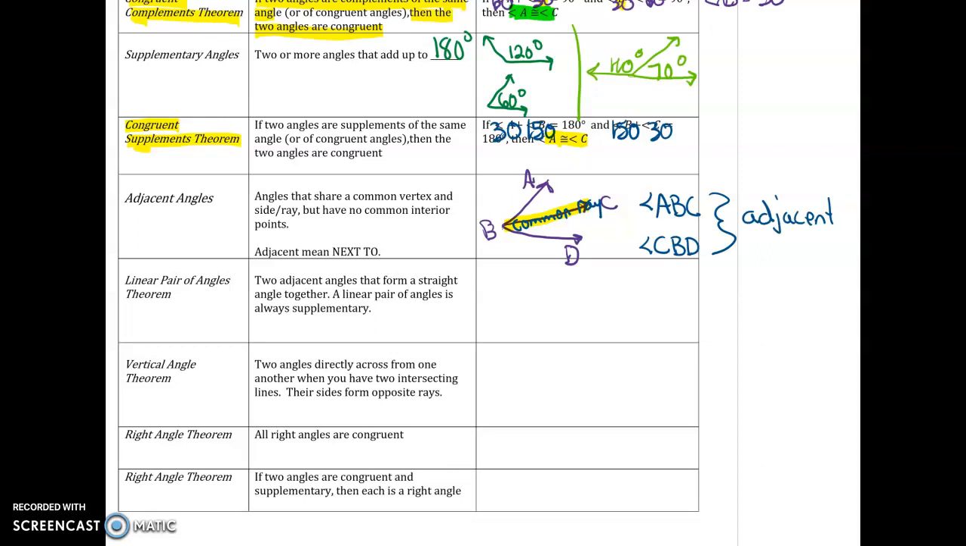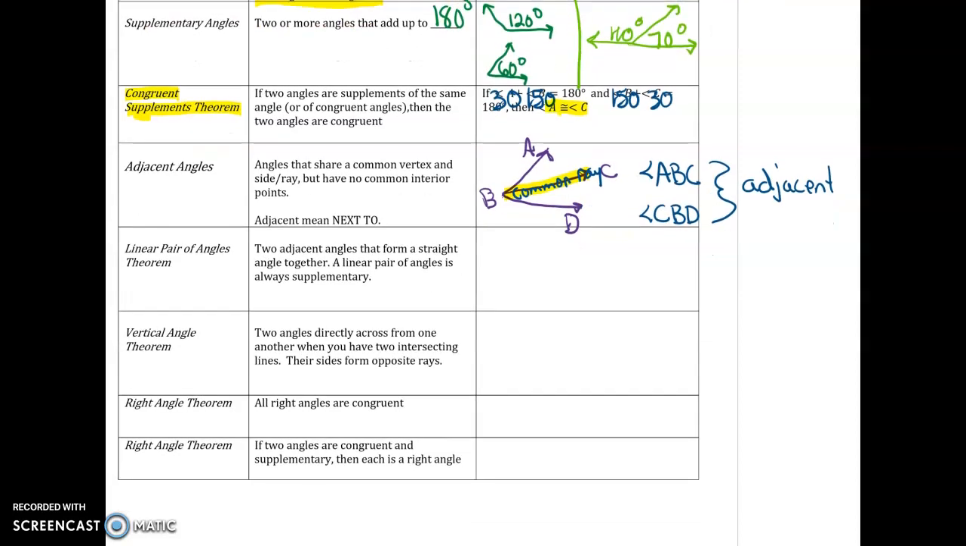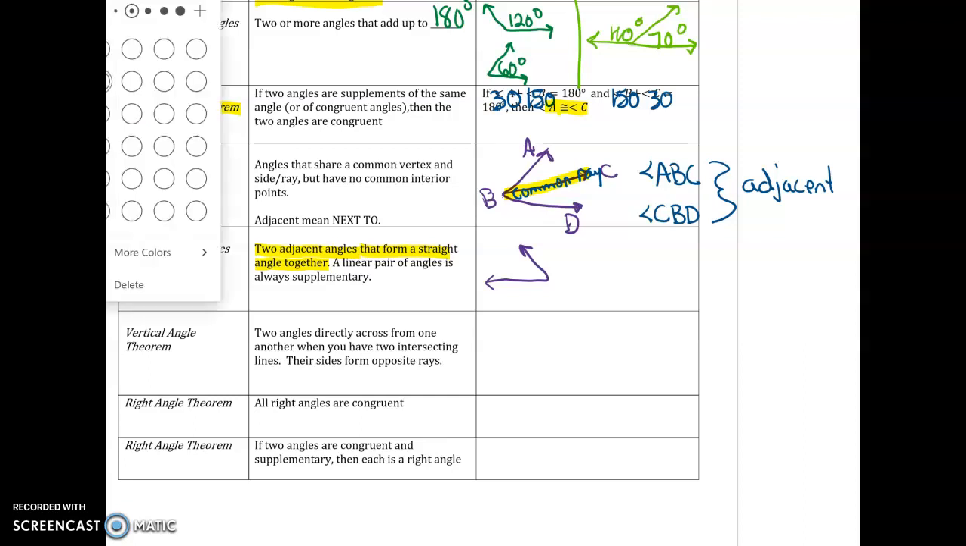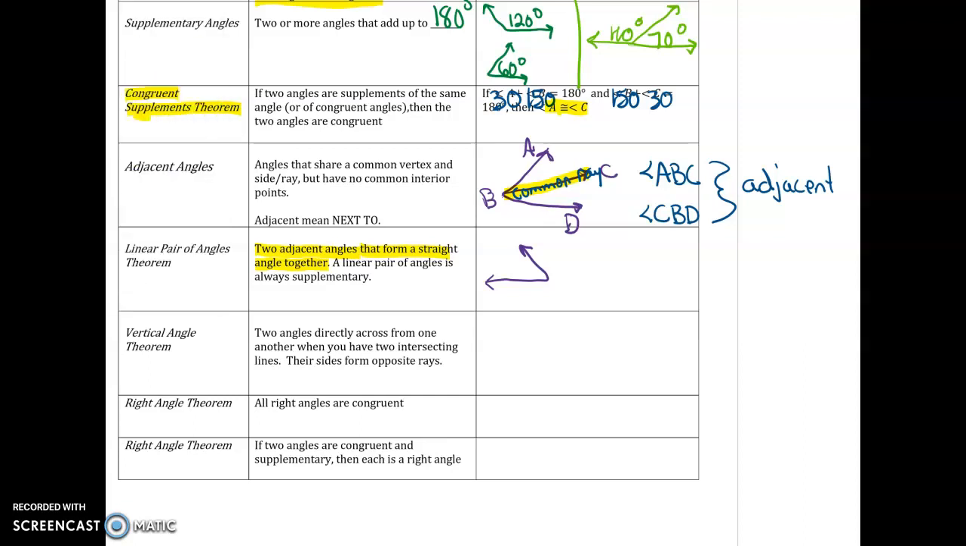All right, linear pair of angles. When I work with a linear pair of angles, they are two adjacent angles, and together, they're going to form a straight angle. So if I draw one angle, and then I draw an angle that's adjacent to it, that means it's going to share a common ray. So here goes my other angle. And what I'm about to highlight is the common ray. Together, they're making a straight angle or 180 degrees.